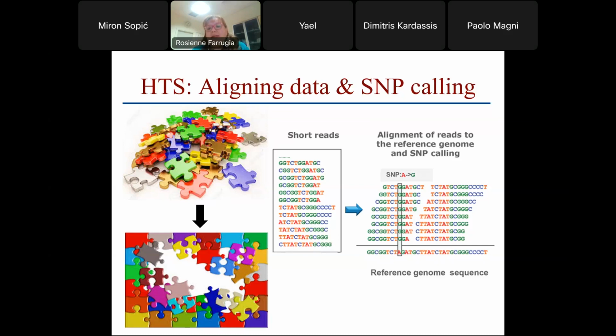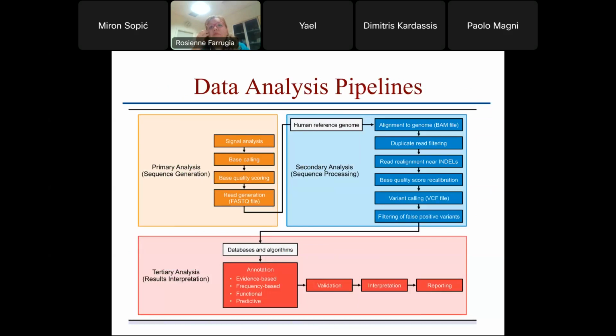So data analysis involves a number of different steps. And the primary analysis is what happens on the machine. Analysis of the signal, converting the signal, whether it is pH release or whether it is fluorescence, into a base, into a sequence, collecting quality data, because you need to know how sure you are of the base calling, and generating a file, a sequence file, which includes the quality data, which we call a FASTQ file.